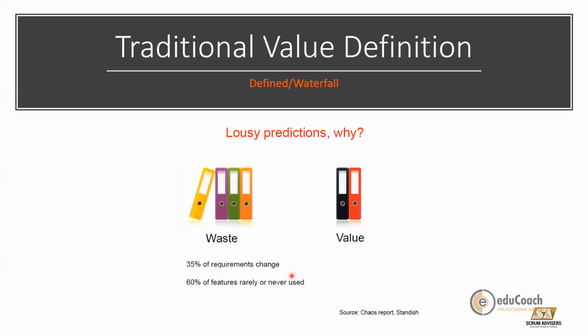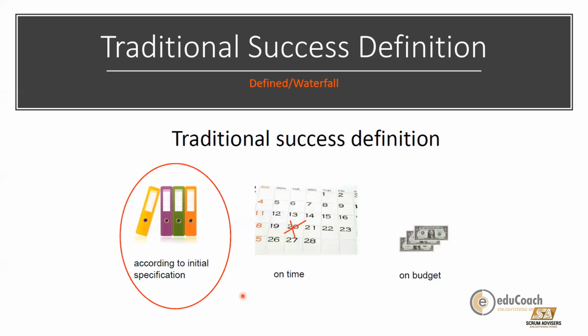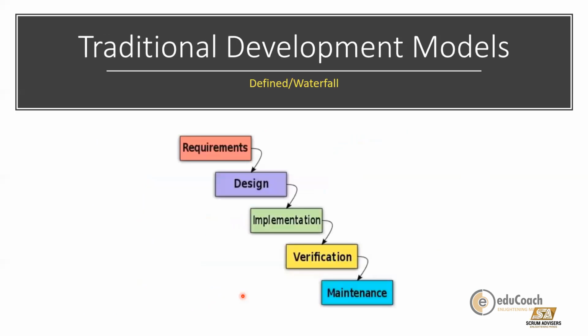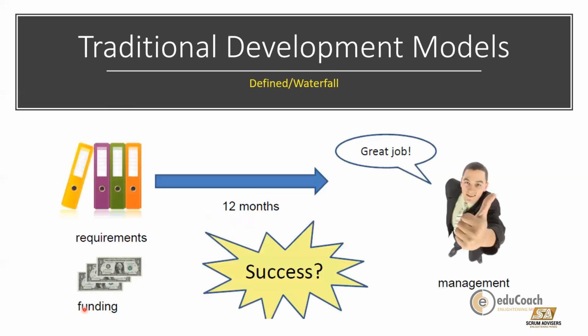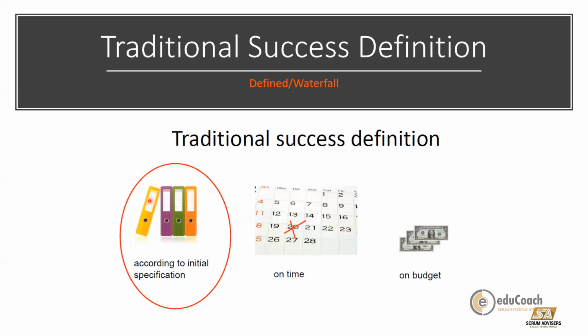35% of our requirements change during the project itself. And 60% of the features that we are trying to build into that project are rarely or never used. So what is the point of having that initial requirement? Why are we then saying that the traditional success definition is based on the fixed scope, which is defined early on in the project?